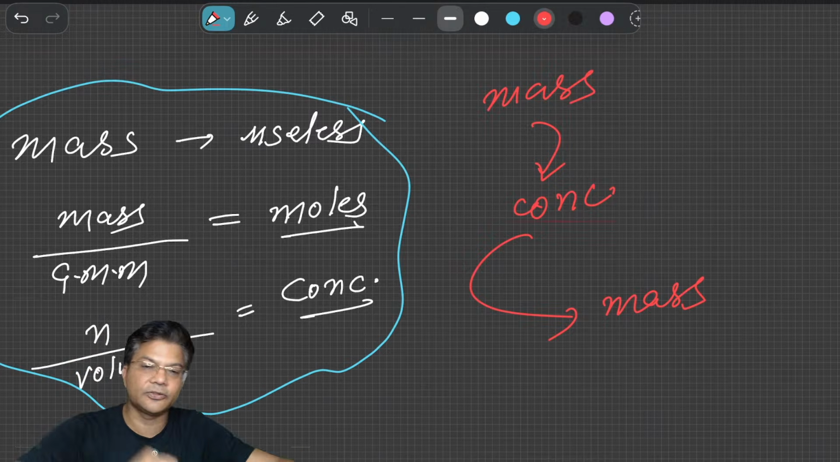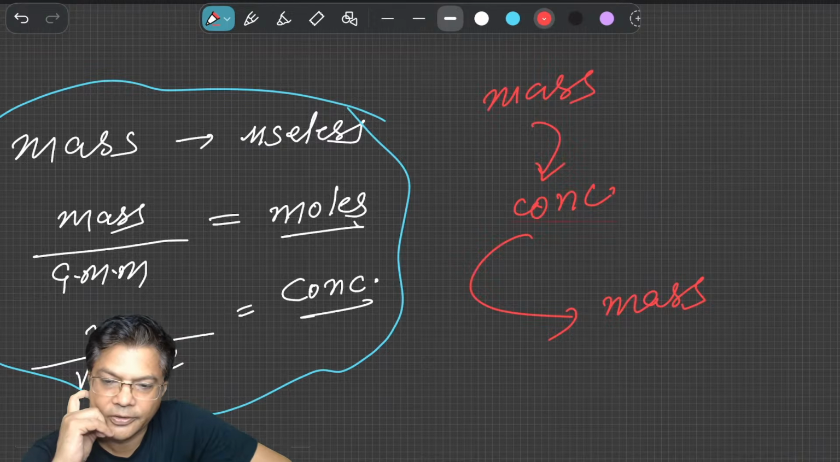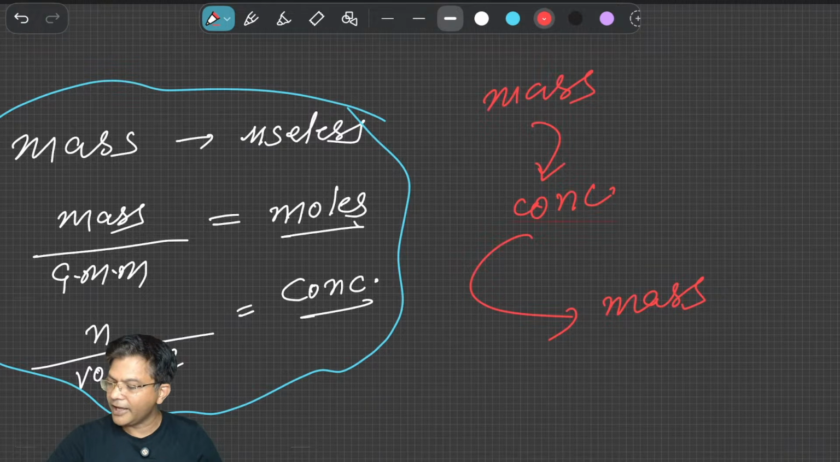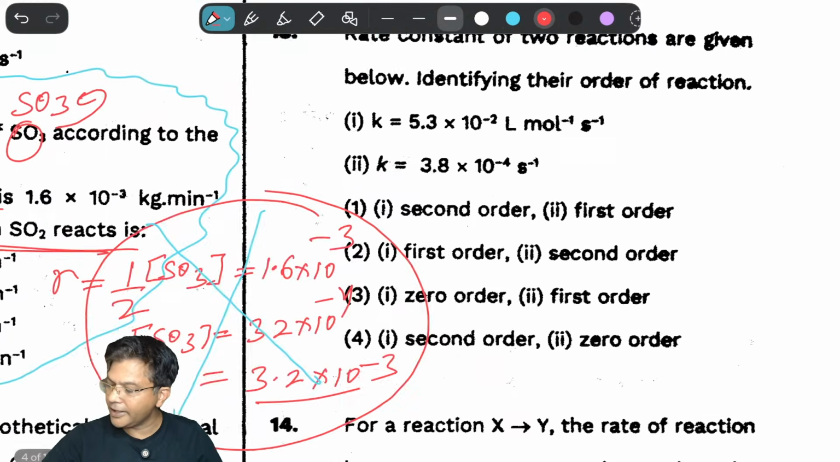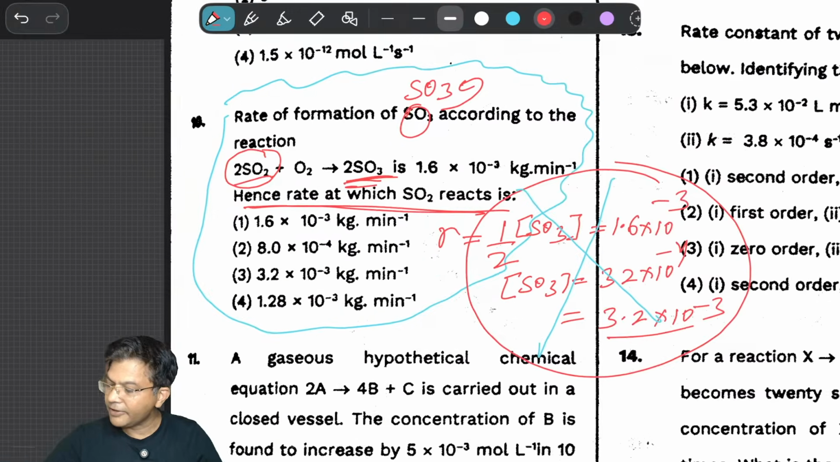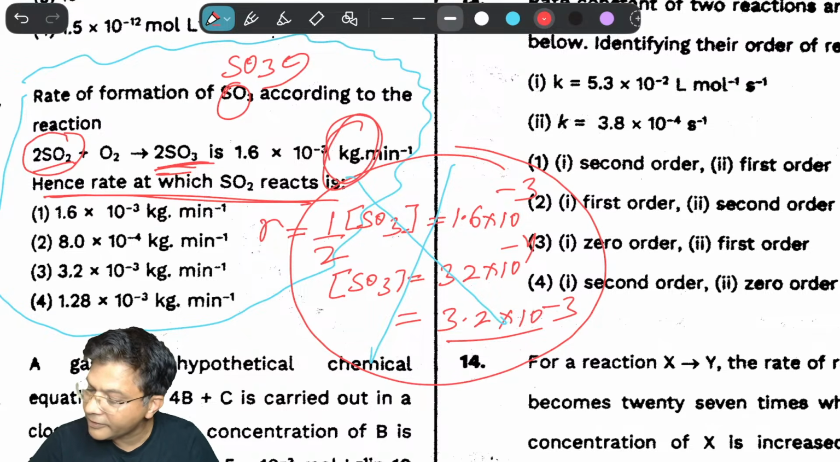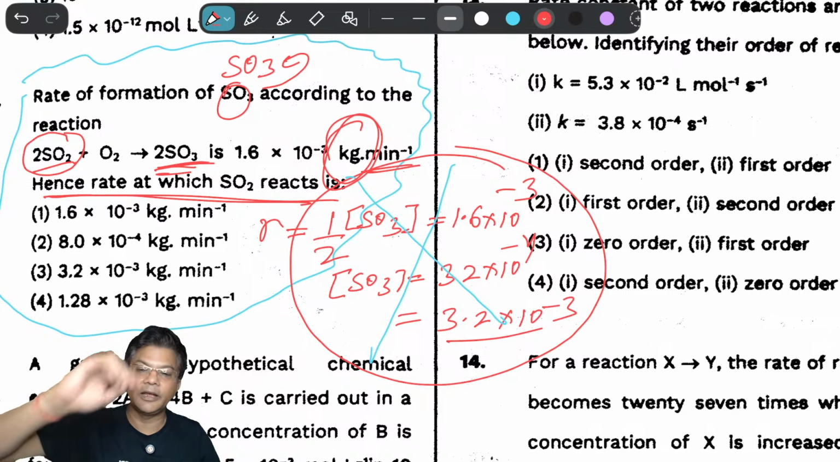Is it clear, kids? How many of you understood? Because chemical kinetics deals with the concentration. Mass is useless. And if you see the unit, they have given moles per liter or kg. They have given kg. So the concept we have applied is okay, but then also we are getting failed because they have given kg, and kg per minute doesn't mean anything.